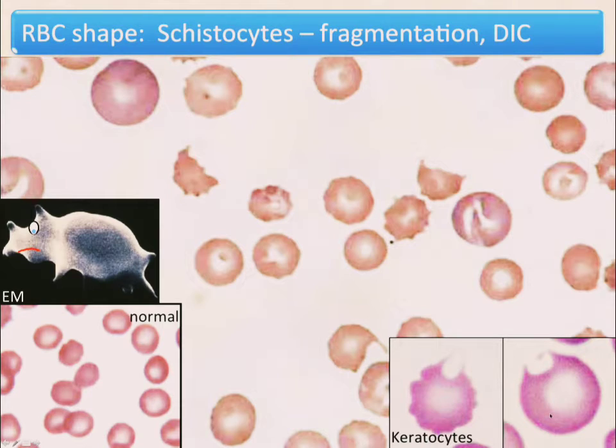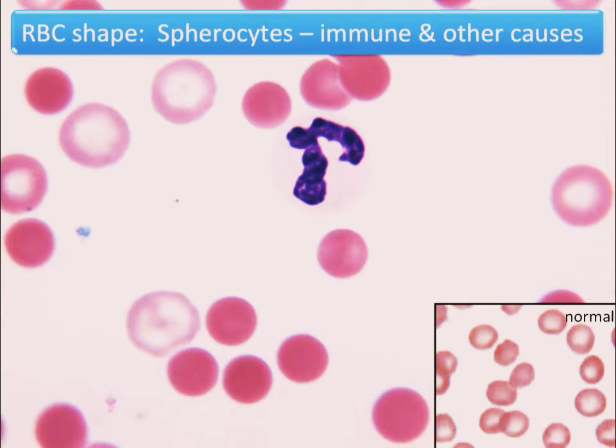So these are keratocytes, and they are additional examples of abnormal shapes that can happen with fragmentation hemolysis. And we're going to revisit this idea numerous times, both during lecture and discussion in labs. Here is another example of an abnormal shape that can be seen with certain causes of hemolysis.